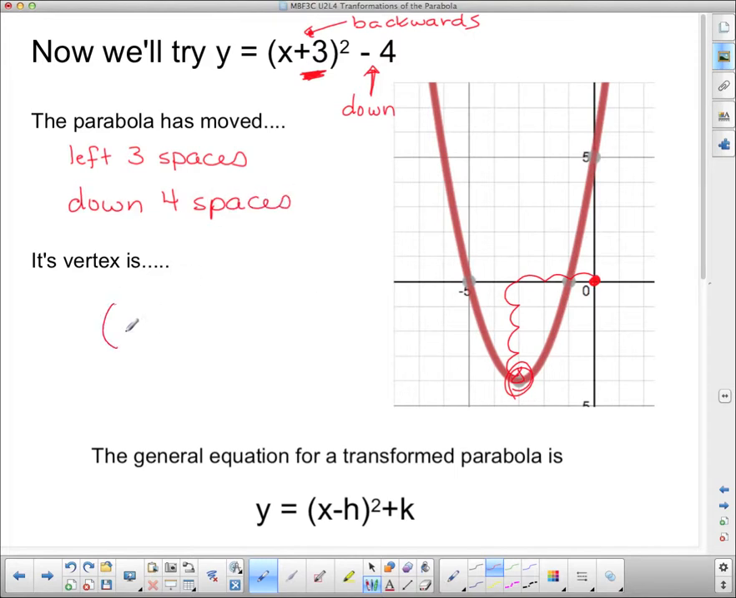Its new vertex is at -3, -4. Now here, this is an interesting thing. I'm going to take my handy dandy highlighter and say, look, there's my -3, or there's a 3, opposite sign, and there's a 3, and here's a 4, and there's a 4. Notice the sign goes with it this time, where it didn't before, but I can pick the vertex right out of the equation.